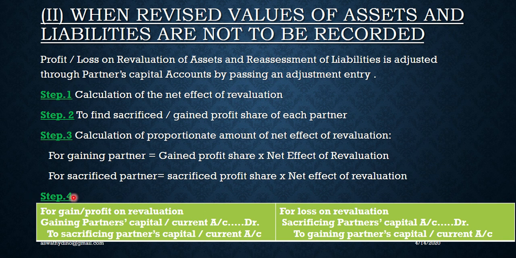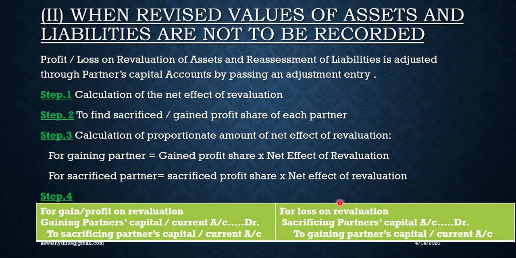And step number 4, we need to pass the adjustment entry. If it is a gain, so here we discussed it is net profit. So gaining partners capital account debtor to sacrificing partners capital account. If it is a gain, journal entry is gaining partners capital or current account debtor to sacrificing partners capital or current account. Okay, and if it is a loss, entry will be reversed. Sacrificing partners capital account debtor to gaining partners capital or current account. Okay, so this is the second method of adjusting revaluation of assets and liabilities.